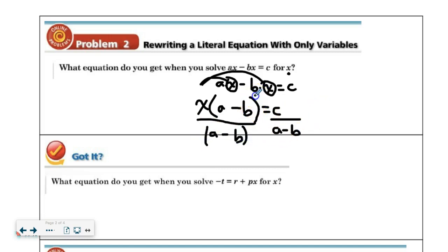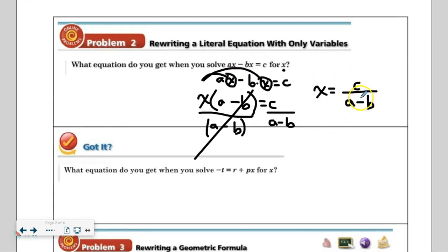So you can see that the a minus b is going to divide itself out, and x is going to be left over. So what equation do you get? I get x equals this that I have on the right side over here. So c on top, a minus b on the bottom, and I'm done. That is the literal equation for this situation for x. It's a little bit abstract, so hopefully that makes sense to you.